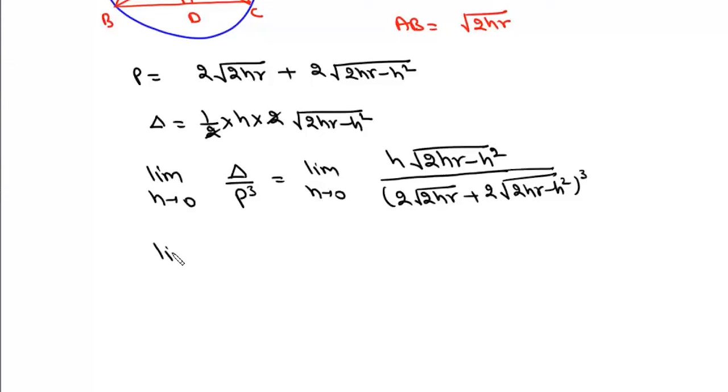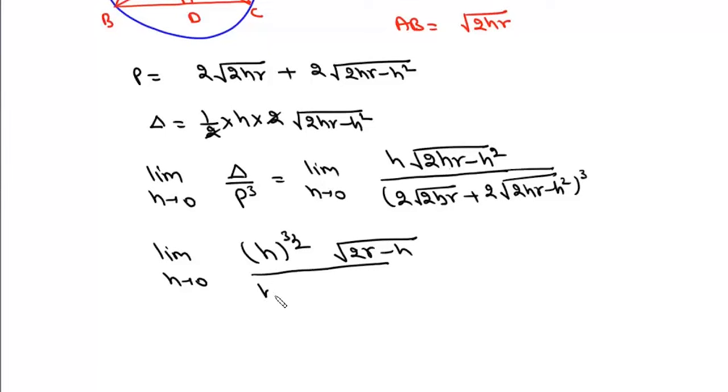Now in the numerator, we'll take this h common from the root, so it will be this limit as h tends to 0, and then it will be h to the power 3 by 2 under root of 2r minus h. And here we'll take root h common, so it will be h to the power 3 by 2, and we are left with 2 root 2r plus 2 into root of 2r minus h, whole cube.